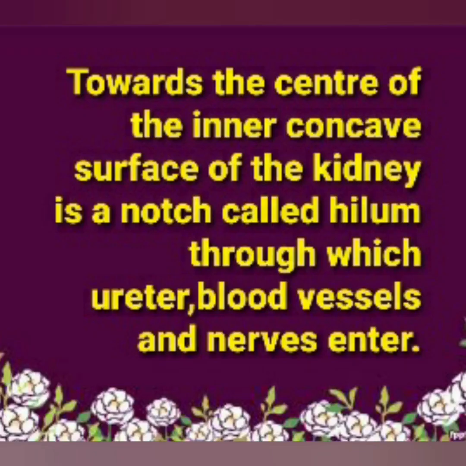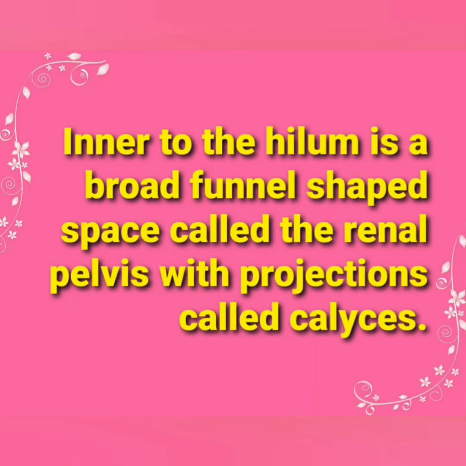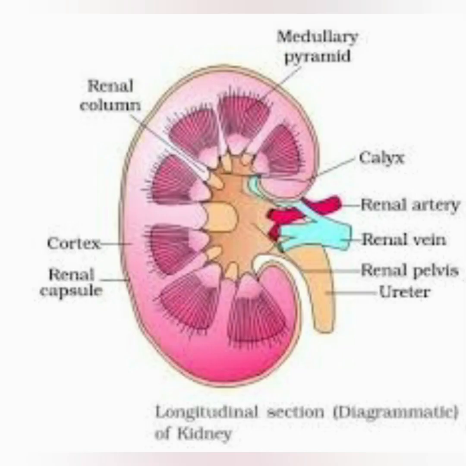Towards the center of the inner concave surface of the kidney is a notch called hilum through which ureter, blood vessels and nerves enter. Here you can see the notch through which the ureter, blood vessels, etc. enter. Observe the location of hilum. Inner to the hilum is a broad funnel-shaped space called the renal pelvis with projections called calyces. So here it is marked, the calyx.